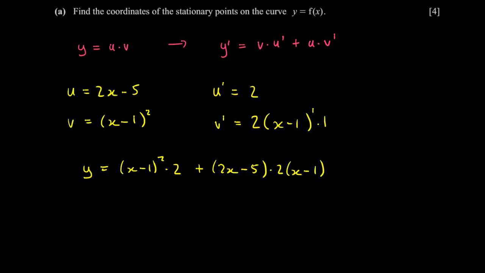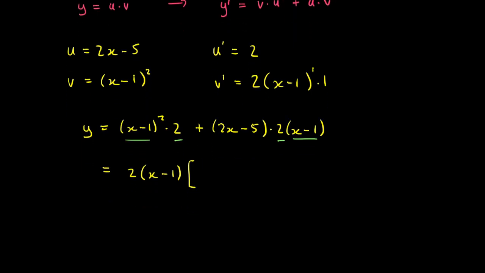Well, what do we notice? We notice that we've got a common factor. We've got x minus 1 and x minus 1, and we've also got 2 and 2. So what I can do is factorize those. So 2 bracket x minus 1. If I factorize that out of the first term, I'm left with 1 times x minus 1. And if I factorize from the second, I'm left with the 2x minus 5.